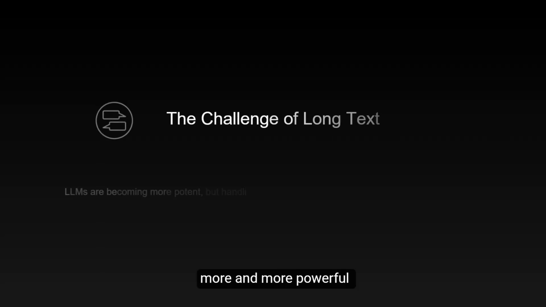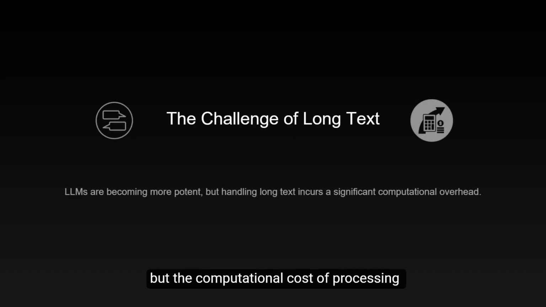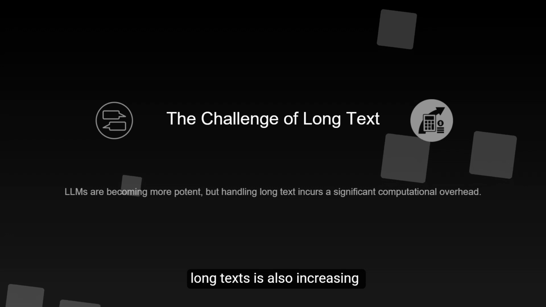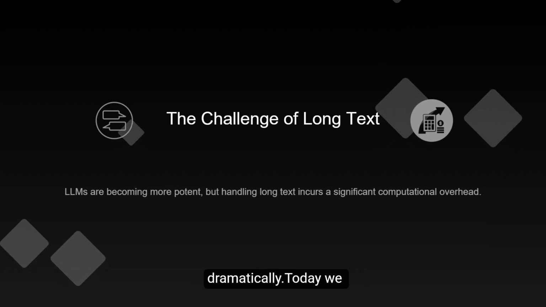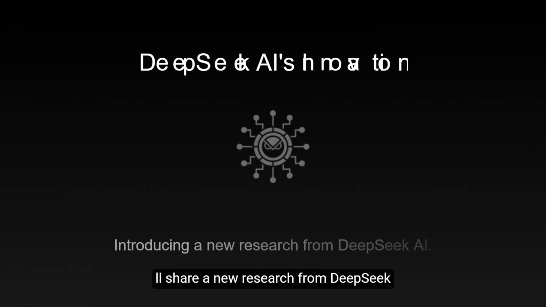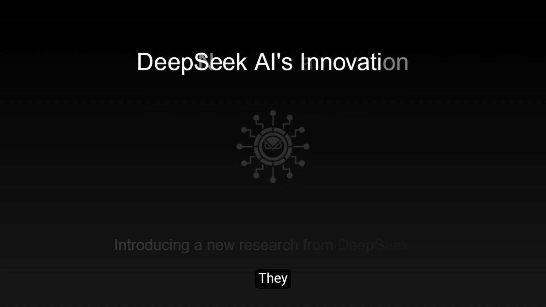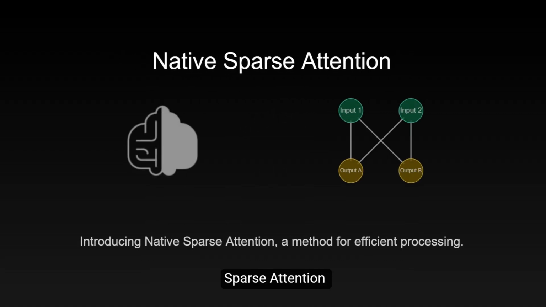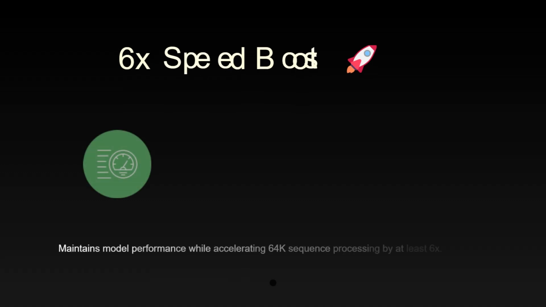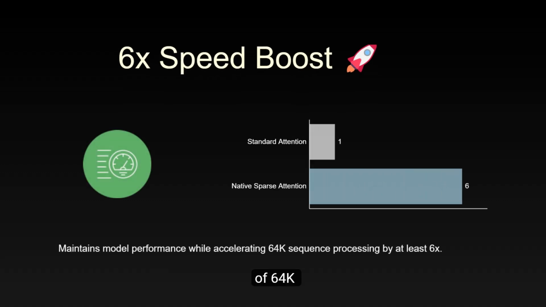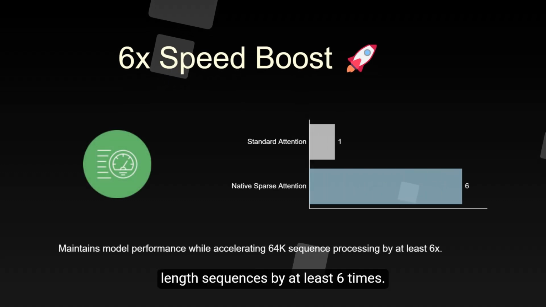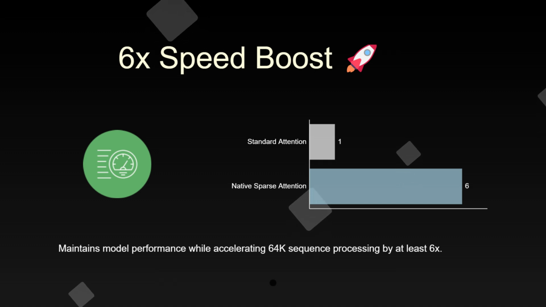Large language models are becoming more and more powerful, but the computational cost of processing long text is also increasing dramatically. Today, we'll share a new research from DeepSeek AI. They propose a method called native sparse attention while maintaining model performance. It increases the processing speed of 64K length sequences by at least 6 times.